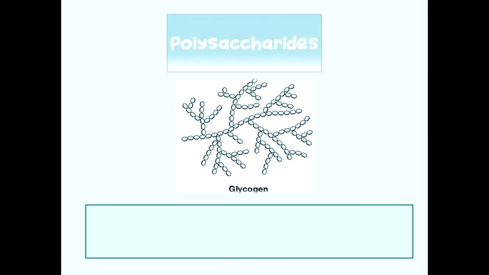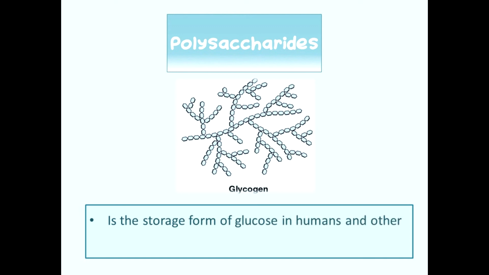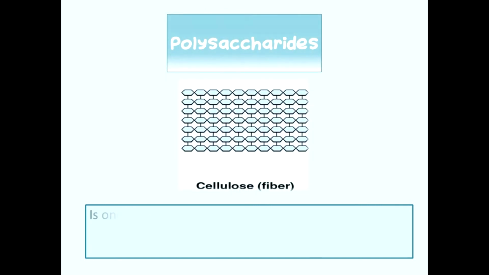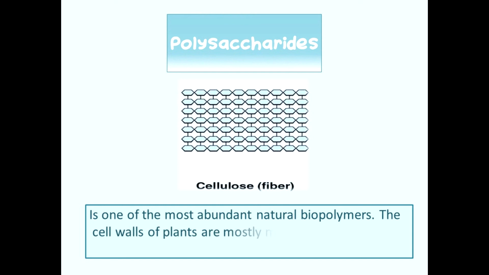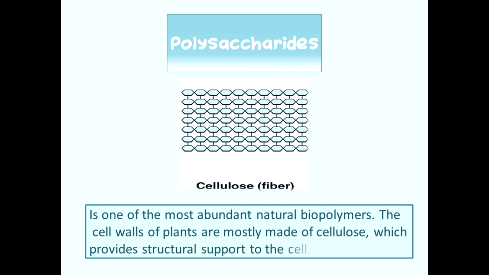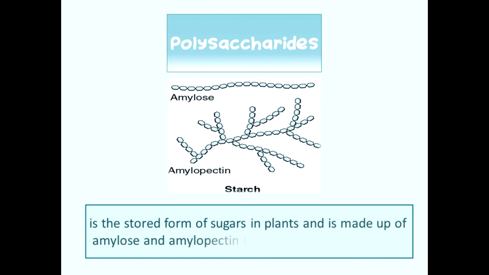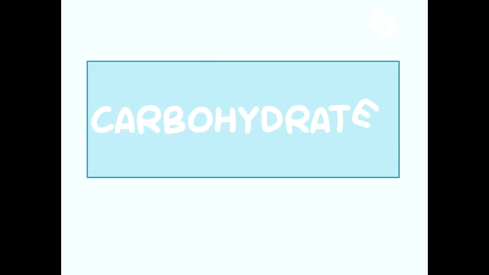Types of polysaccharides. First, glycogen is the storage form of glucose in humans and other vertebrates and is made up of monomers of glucose. Next is cellulose or fiber. It's one of the most abundant natural biopolymers. The cell walls of plants are mostly made of cellulose, which provides structural support to the cell. The last one is the starch. It's a stored form of sugars in plants and is made up of amylose and amylopectin, which are both polymers of glucose. Carbohydrates.